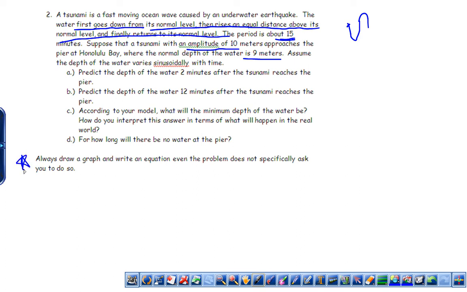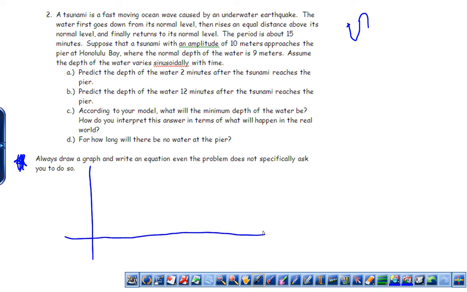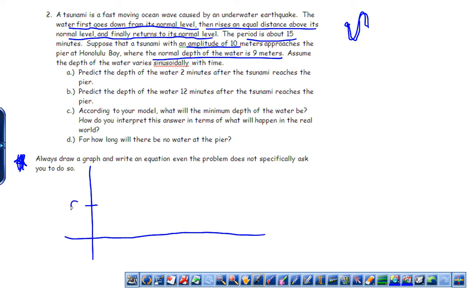Down here it says, always draw a graph and write an equation, even if the problem does not specifically ask you to do so. Okay, so I'm going to start my graph. I'm going to start at 9. My amplitude is going to go up 10, so this is going to be 19, and I'm going to go down to -1. So this is where I'm starting.